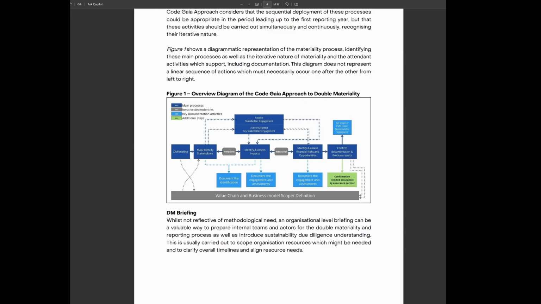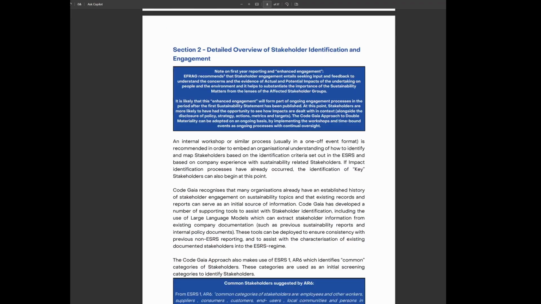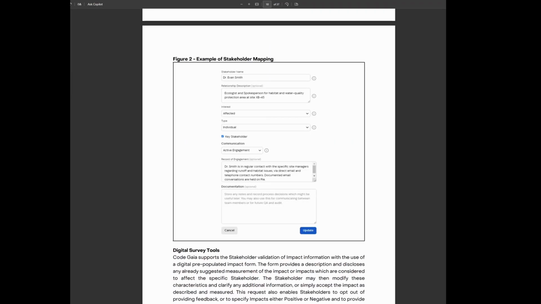We're talking about setting up processes which independently and dependently occur throughout double materiality. Section 2 then is the first full technical section of the paper. This is where we look at stakeholder identification and stakeholder engagement. We do talk about the way we are mapping and storing stakeholder-related information in the software, as well as our suggestions for stakeholder engagement.